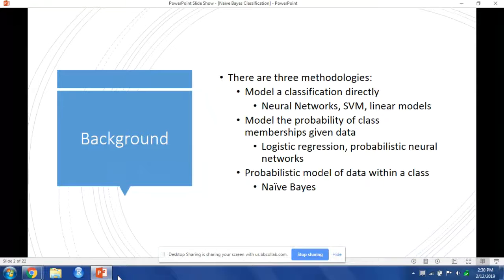There are three classification methodologies. The first is direct classification, where we directly classify an example based on our model, and is what we generally do in neural networks, support vector machines, and linear regression models. The second set uses probability, like in what we saw with logistic regression, where we have a threshold on our sigmoid curve and thus tells us the probability of being in one class or the other. And finally, we have the probabilistic models within a class. Here we will talk about the naive Bayes model.